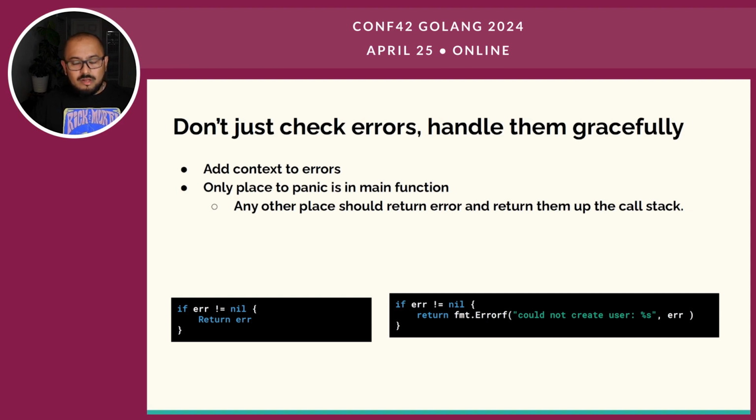So what I personally try to do is I only panic in the main function, and for any function outside the main or any of the modules, I return the error back to the main function and return them up the call stack. So basically, suppose some error occurred, I would create an error and then return it up the call stack, so that it can be printed with a nice context around it.